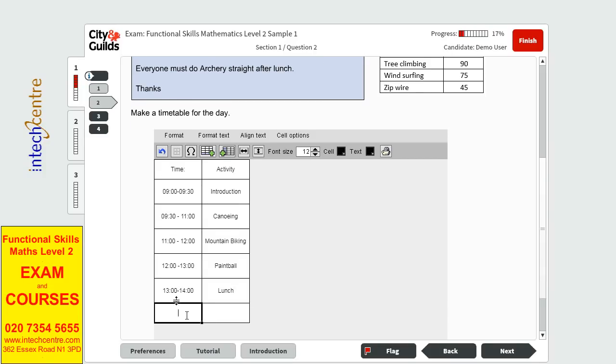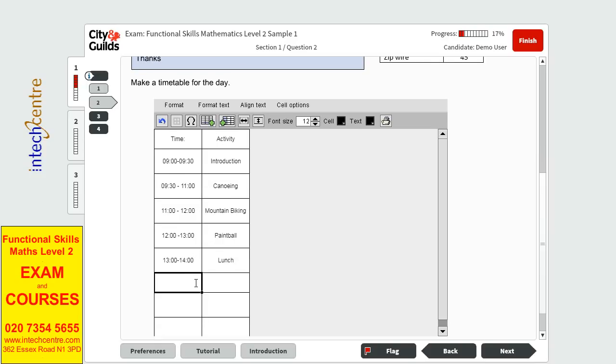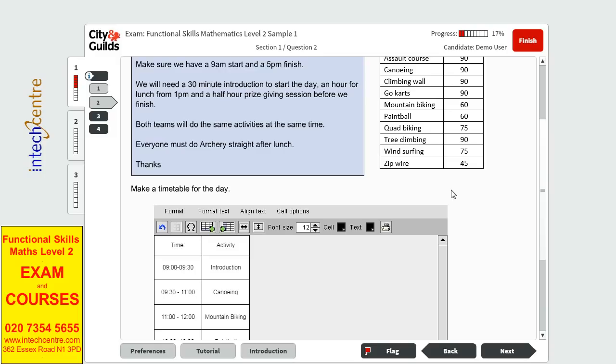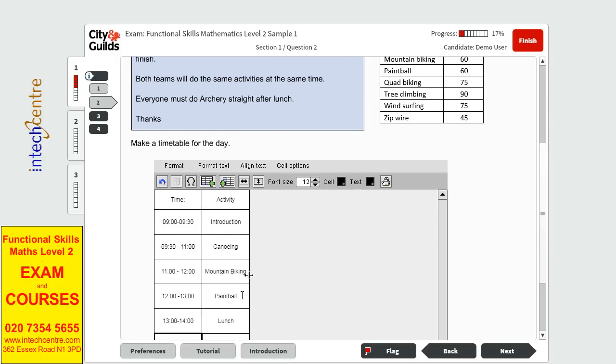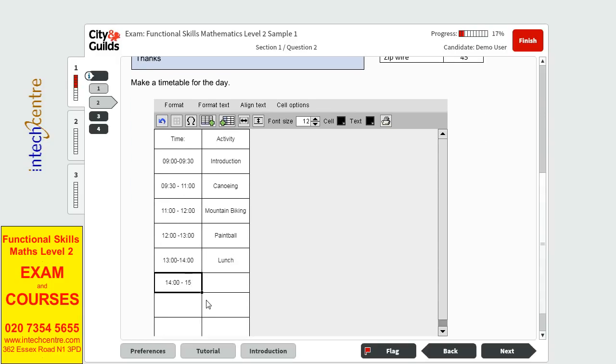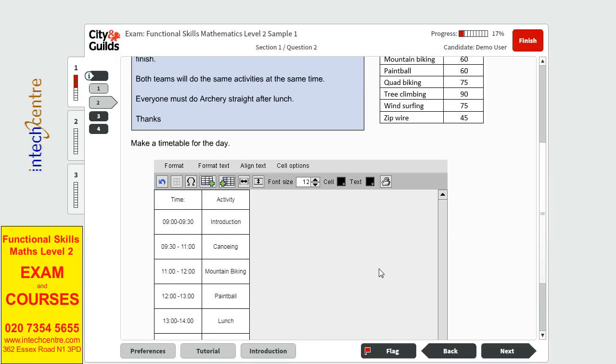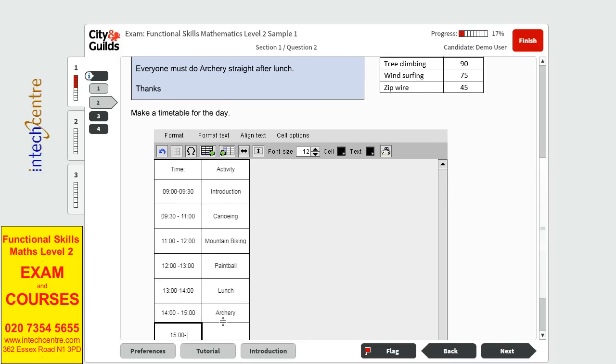Now from 2 o'clock let's create some more. 2 o'clock to 3. Let's pick archery, because that's what has to be straight after lunch. So we have archery for another hour, and then after archery from 3 o'clock we can pick something that's an hour and a half, which is tree climbing.